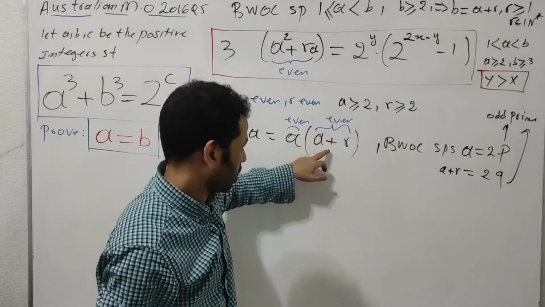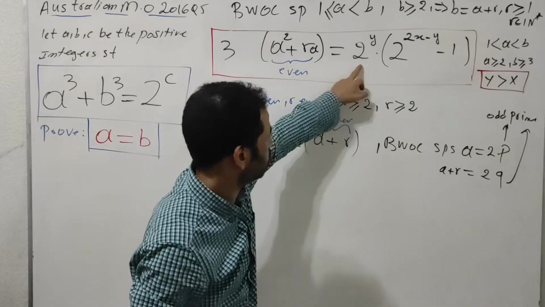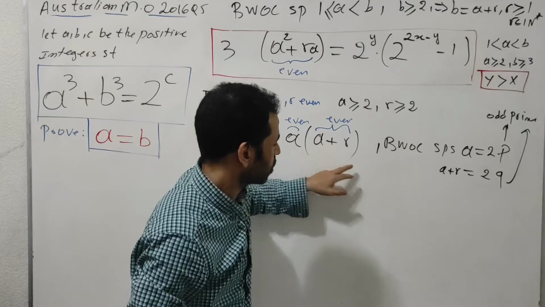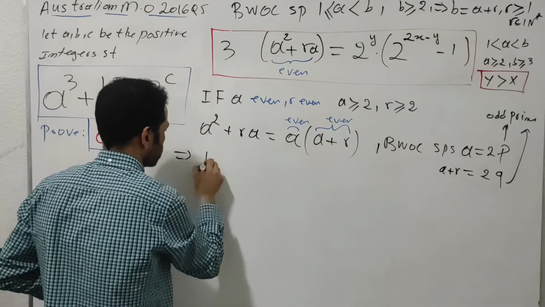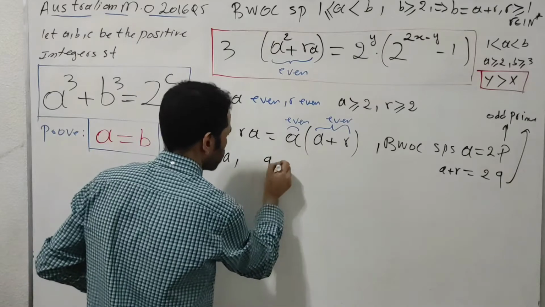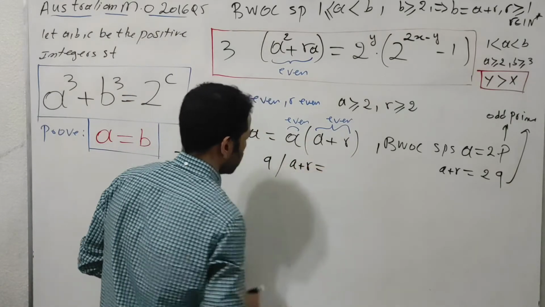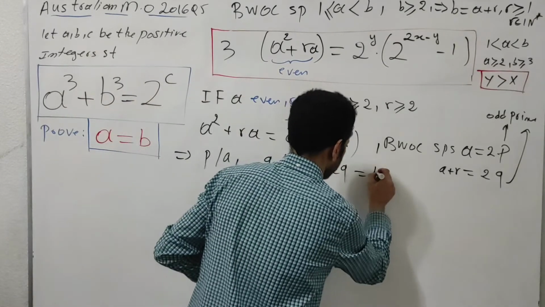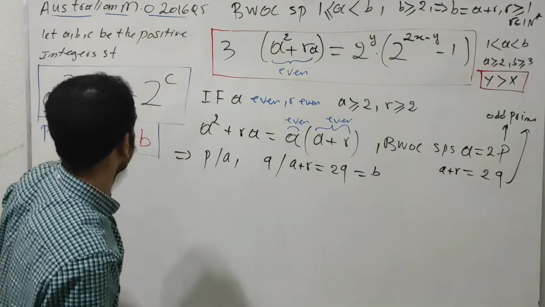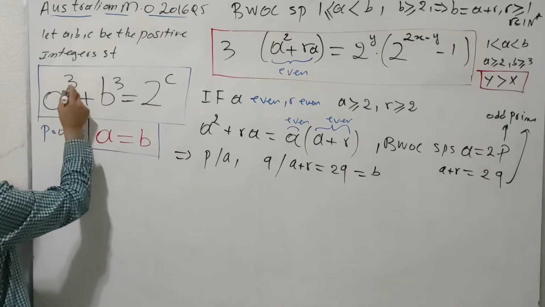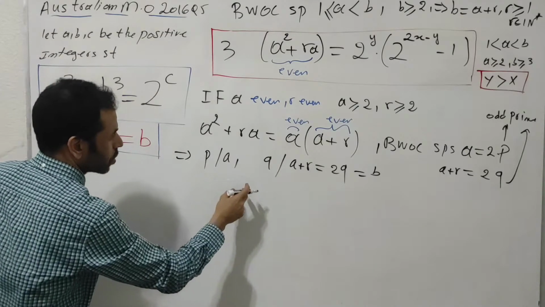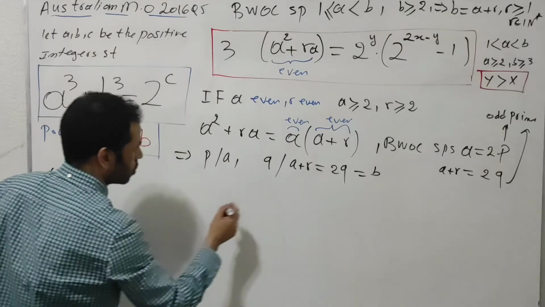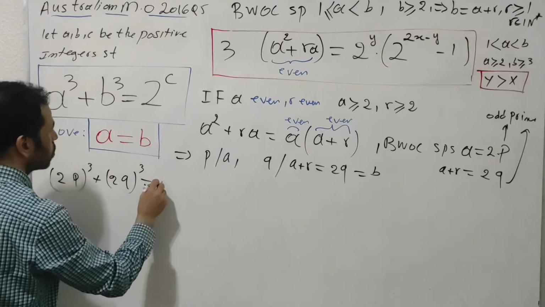We don't care if the factor is even, because if the factor is even it goes inside of this one, and we will be okay. But if this one is multiplied by an odd factor, it will be a problem. So this implies p divides a and q divides a plus r. A plus r equals 2q, and also a plus r equals b. I'm going to insert this into the original equation to see what it gives us. For a cubed, it will be replaced with 2p cubed. B cubed will be replaced with 2q cubed, equals 2 to the c.